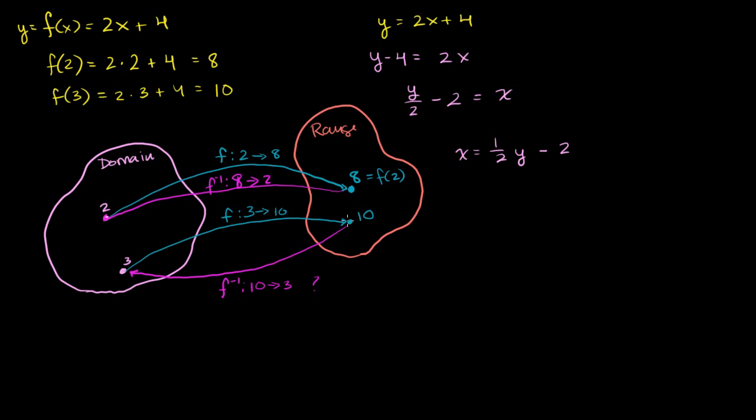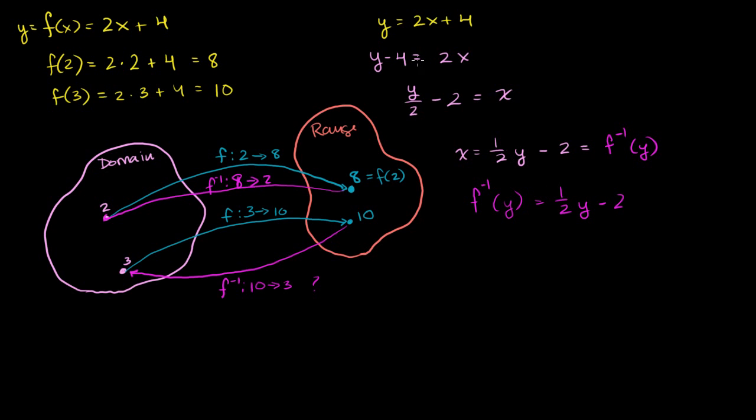We want a function of these values that map back to an x. So we could say that this is equal to f inverse as a function of y. So we can have 10 or 8. So now the range is the domain for f inverse. F inverse as a function of y is equal to 1/2 y minus 2.